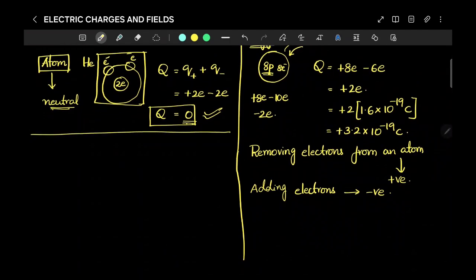Now let us discuss a few more properties of charges. Another one is: like charges repel each other, unlike charges attract each other.